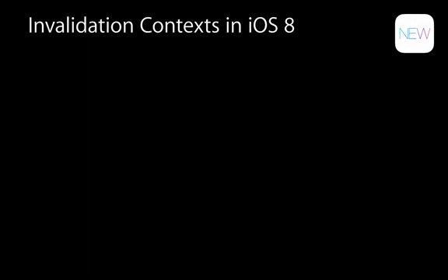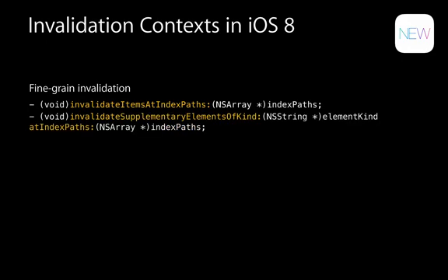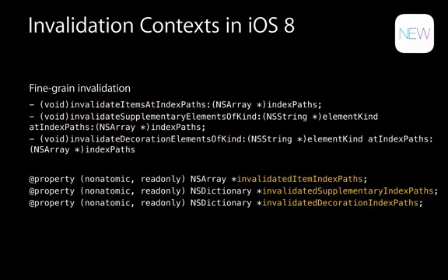So first, fine-grained invalidation. We added 3 new methods on invalidation context in iOS 8. Invalidate items at index paths, invalidate supplementary elements of kind at index paths, and invalidate decoration views of kind at index paths. And you can access this later. What's great about that? First, you can actually call these methods several times. We're going to aggregate that information. What does that mean for your layout?